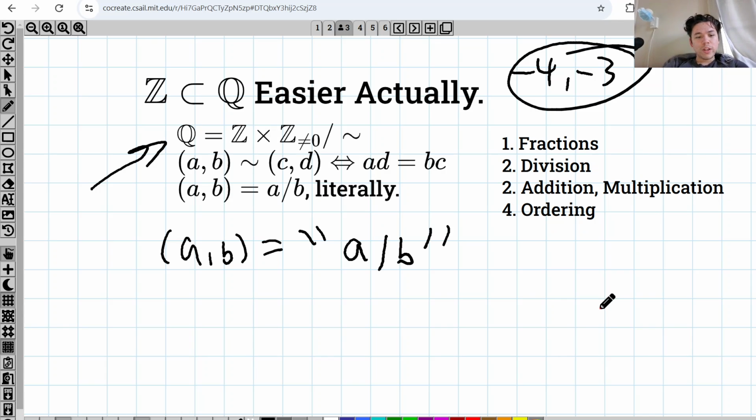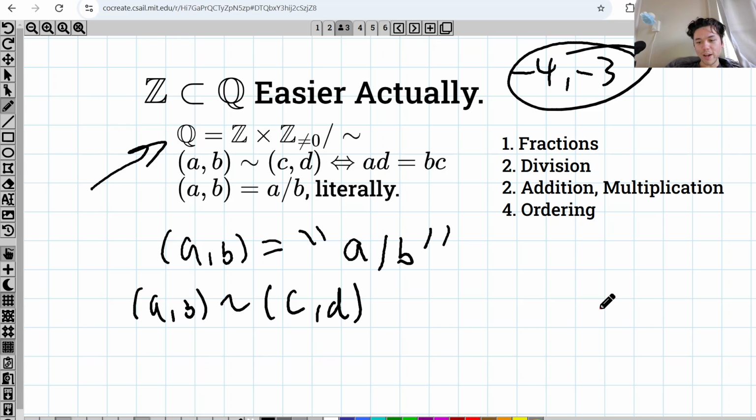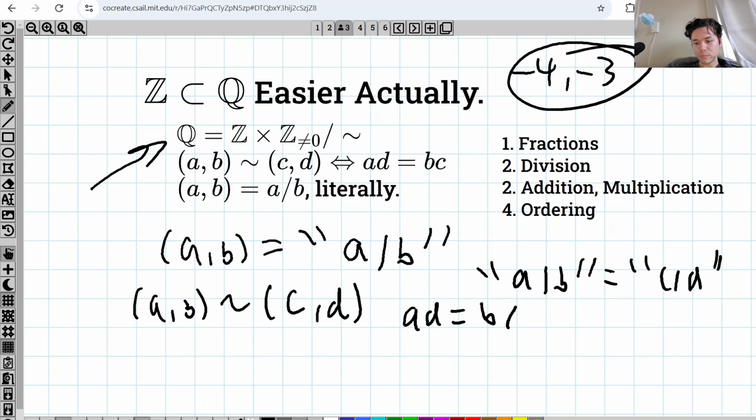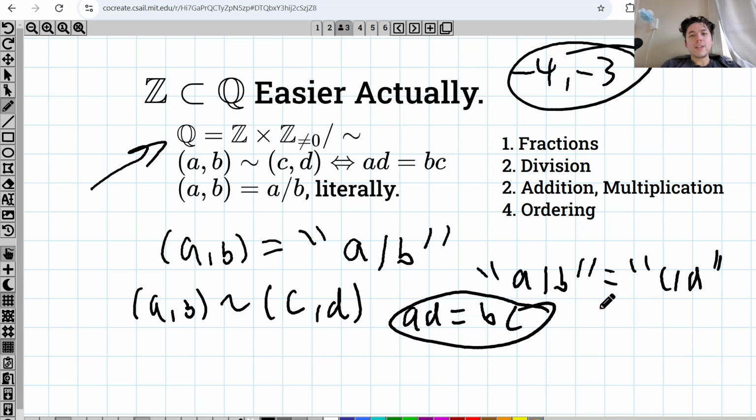And we know that a comma b, we're going to mod out by some relations. You can't have b be 0, so we have a little bit of a limitation. A comma b is similar to c comma d. Well, again, we should be thinking a over b equals c over d. And when does that happen? Well, that happens if AD equals BC. And with this construction, I'll talk a little bit about it.